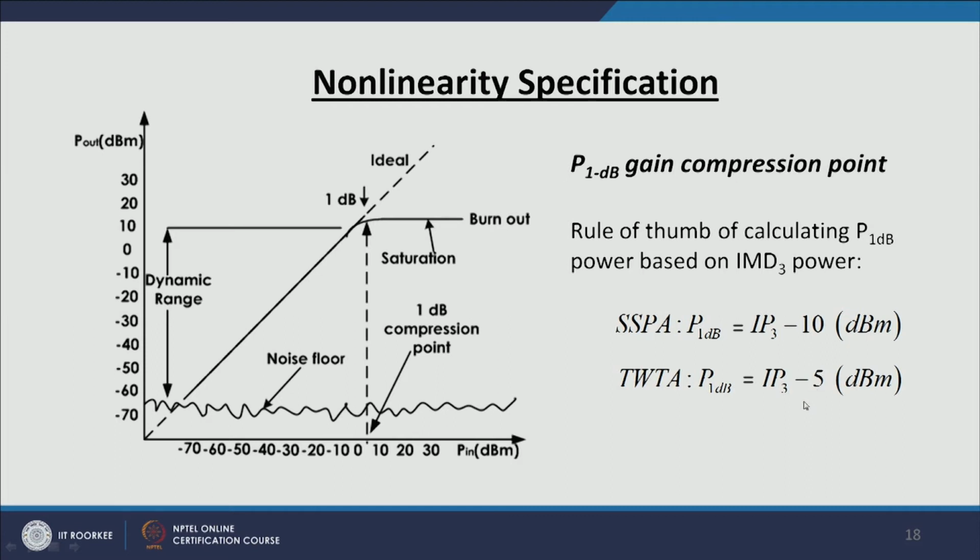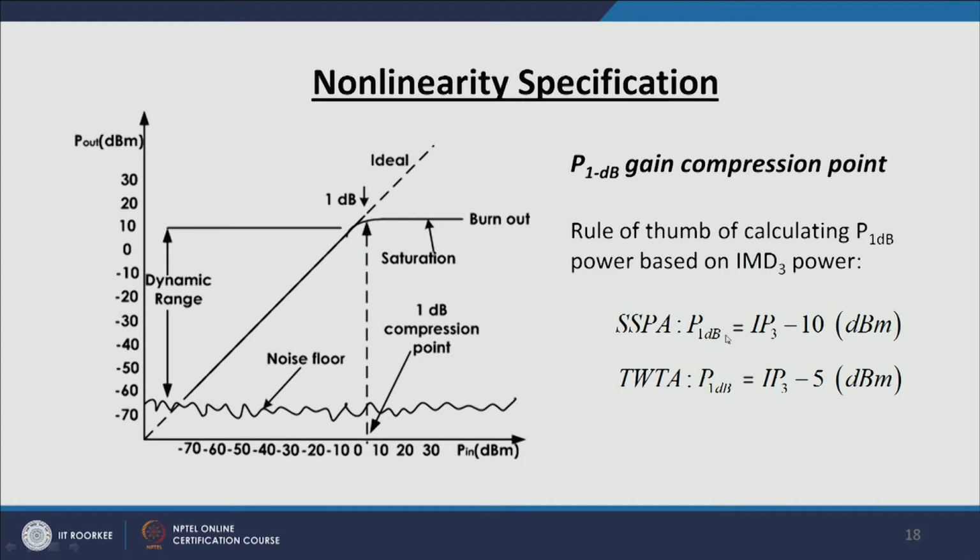So what do we see from here? If we have the same IP3, with a similar intersection point, then our P1 dB point comes quite early compared to the SSPA. So we can say that our TWTA is more non-linear than the SSPA, because our P1 dB point comes earlier than the SSPA point. It is saturating earlier compared to the SSPA.